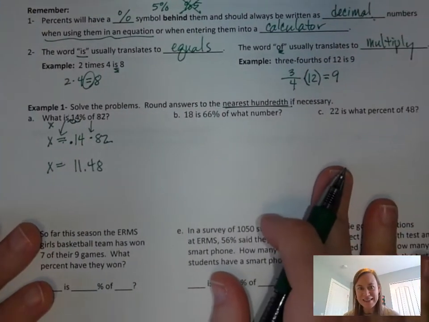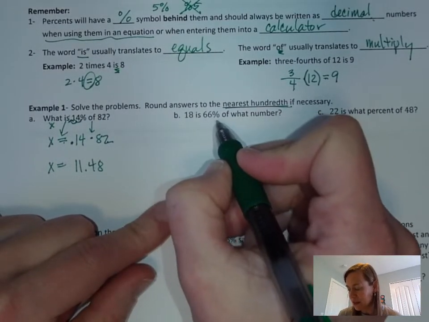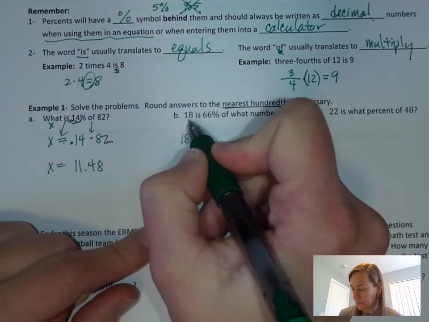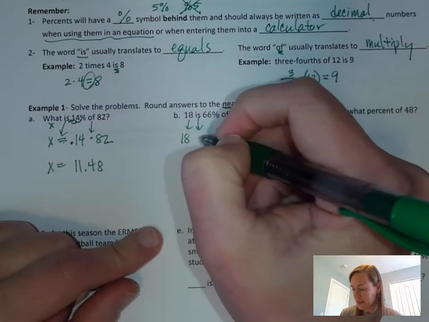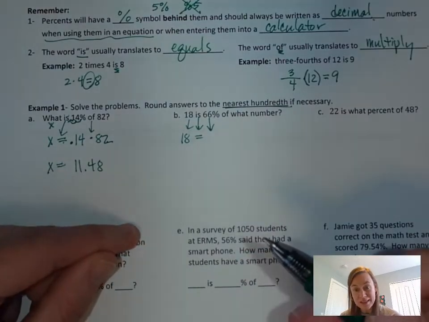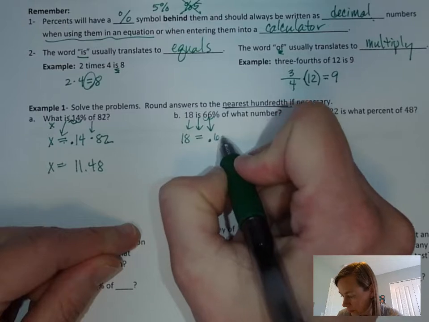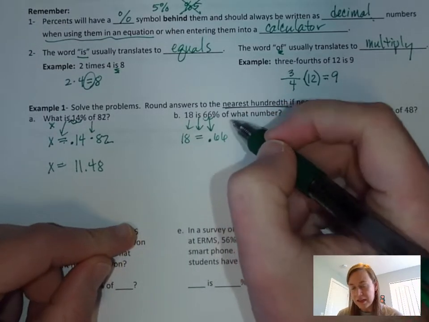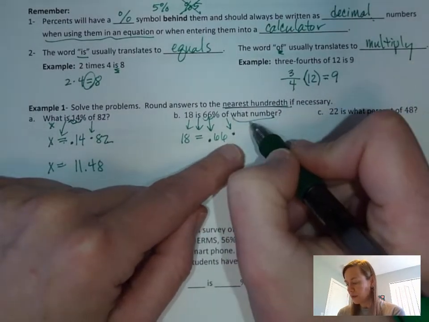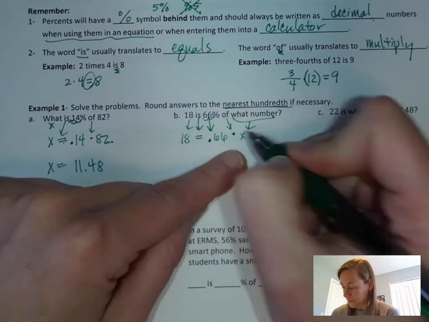All right, let's translate part B here. 18 is 66% of what number? Okay, so that 18 can stay 18, is, remember that's going to be our equals, 66%. Well, we need to write it as a decimal, otherwise it stays the same. So moving that decimal place to right there, of indicates multiplication. I'll write my little dot for that. And then what number? Well, we don't know what it is, so we're going to represent it with a variable. I'm going to put an x.